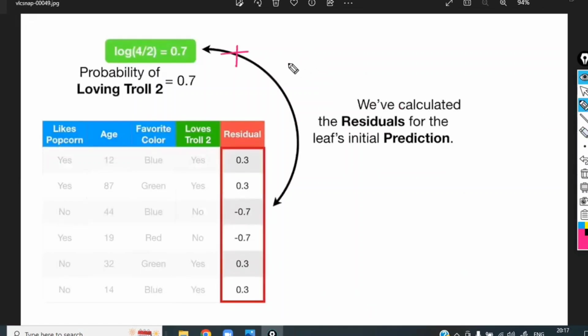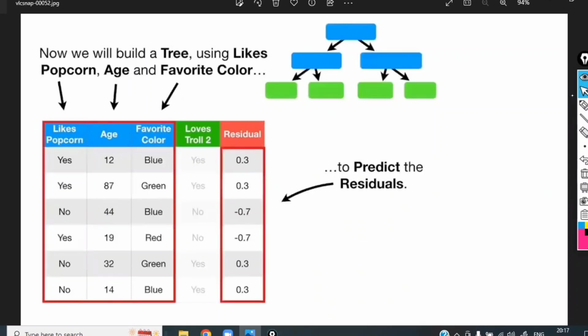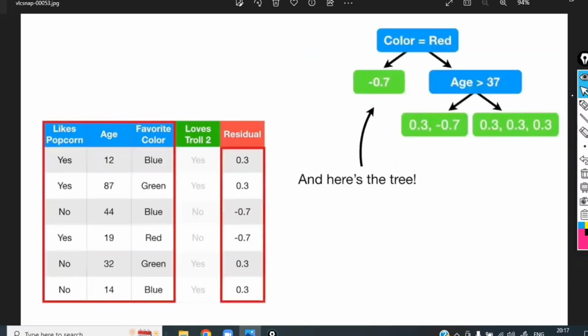Now you understand clearly. Generally, how do we form the decision tree? By considering the input variables and the output variable. Here, we are going to form the decision tree based on the input variable versus the residual. So I'm going to form the decision tree based on the input variables versus residuals. This is the tree.